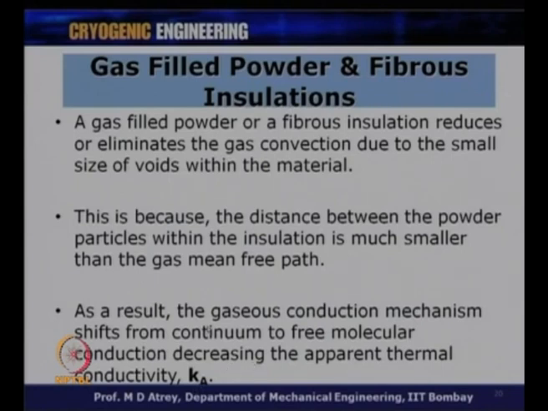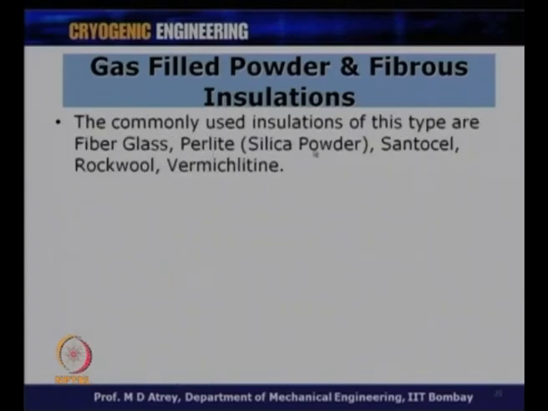So, we are talking about very small granular particles in which some gas molecules are also there. The commonly used insulations of this type are fiberglass, perlite powder or silica powder, and normally it is referred to as perlite powder in a commercial sense, Santocel, rock wool and vermiculite. Vermiculite also is one of the fibrous insulations that could be used in this case.